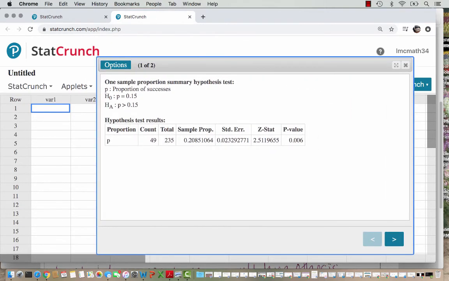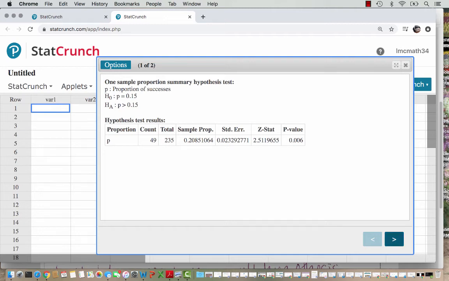So we can see here the 49 count out of a total 235 gives us a sample proportion that matches what we calculated by hand, 0.2085, and the standard error that matches what we calculated by hand, 0.0233 if we round. And then we see the z-stat is 2.5 or so, more than 2 standard deviations, so we're in what we think of as unusual territory. And our p-value is 0.006, so much less than the 5% or 0.05 significance level.